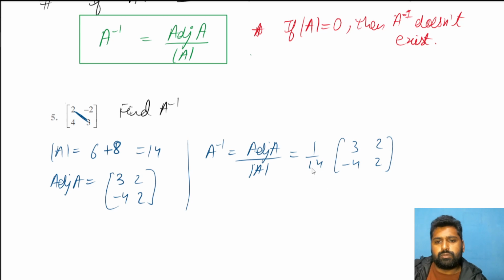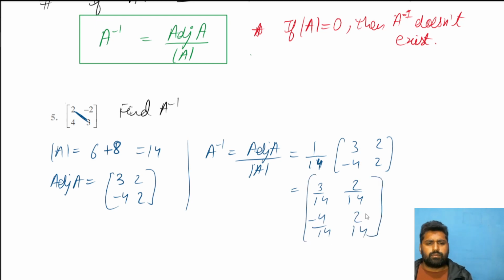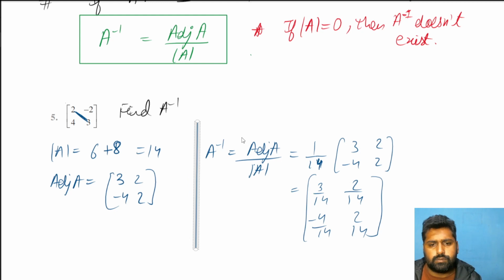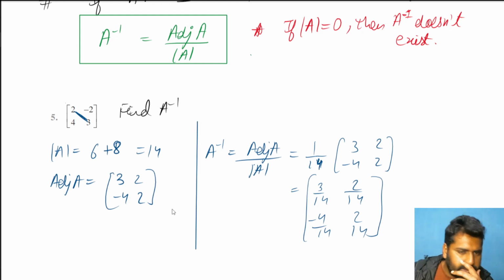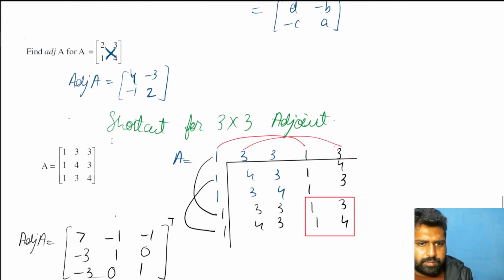So how do we multiply by this scalar 1 by 14? Multiply each element by 1 by 14. So 3 by 14, 2 by 14, minus 4 by 14, 2 by 14. All right. For 3 cross 3, let's take the same example.